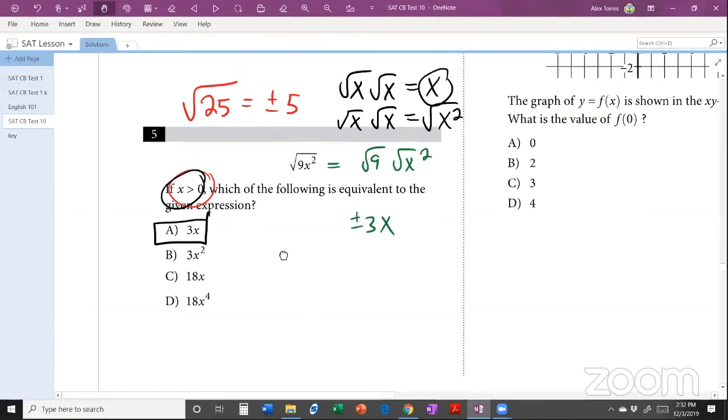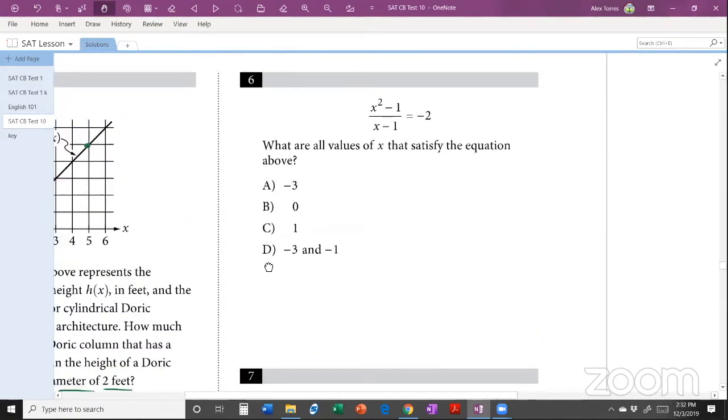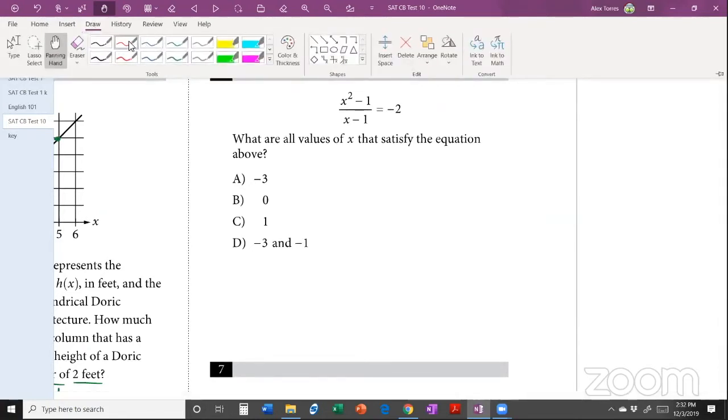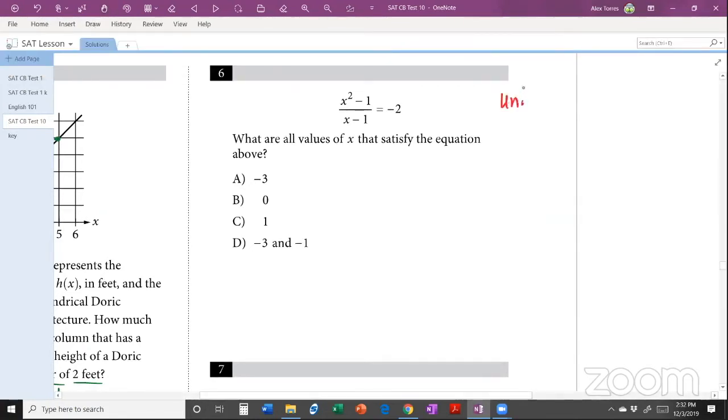So going on to number 6 now. What are all the values of x that satisfy this equation? They're asking you in part about undefined values here. Undefined values are when you have a 0 in the denominator, or you have a negative under a radical. So we know looking here that if I put a 1 in the place of x, we'd have a 0 in the denominator. So x cannot equal 1.